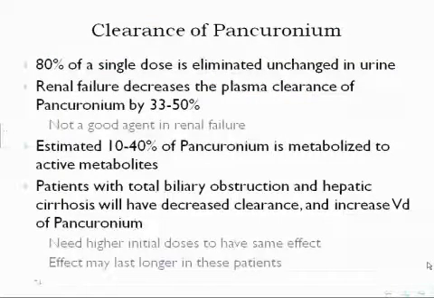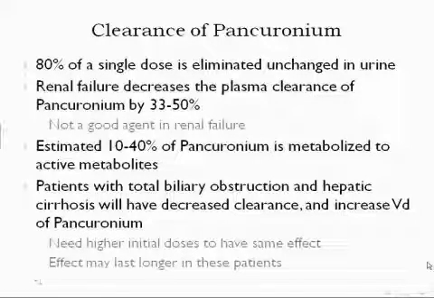Clearance is 80% of the single dose is eliminated unchanged by urine. So this is renally excreted. So renal failure decreases the plasma clearance of Pavilon by 35 to 50%. So it's really not a good agent in renal failure. This is why you would not pick this agent. If you have somebody with renal failure, it would not be a good idea to use Pavilon.